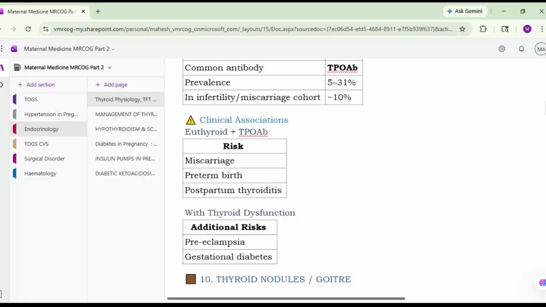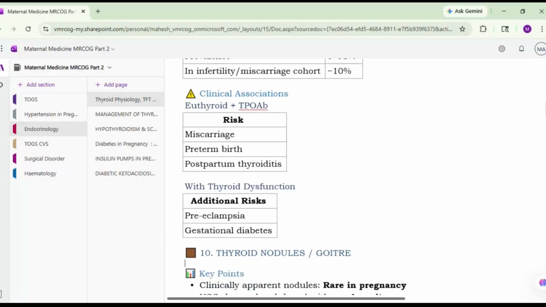Okay, so that is the significance of TPO antibody. TPO antibody with euthyroid gland: there is increased risk of miscarriage, preterm birth, and postpartum thyroiditis. But if there is a thyroid dysfunction associated with the TPO antibody, then additional risk will be, apart from this, preeclampsia and gestational diabetes mellitus risk.